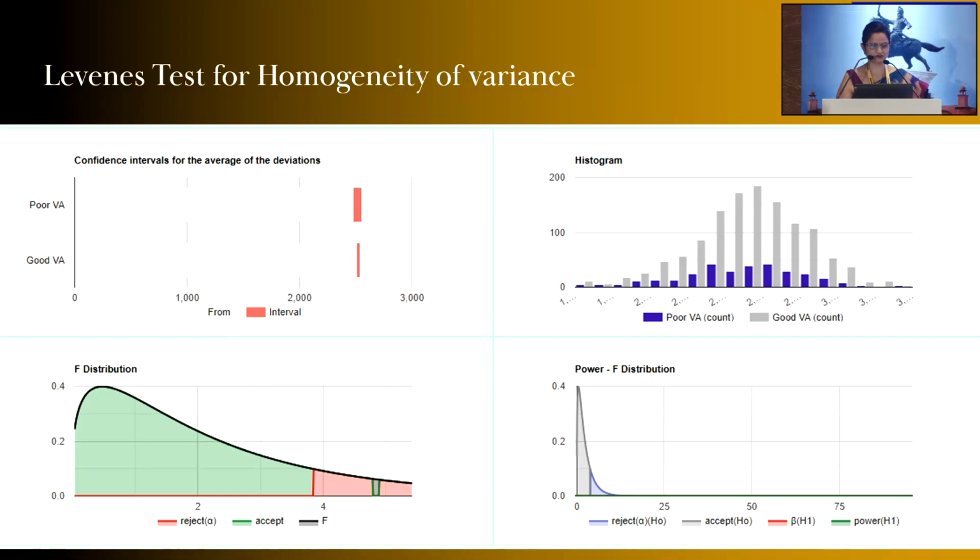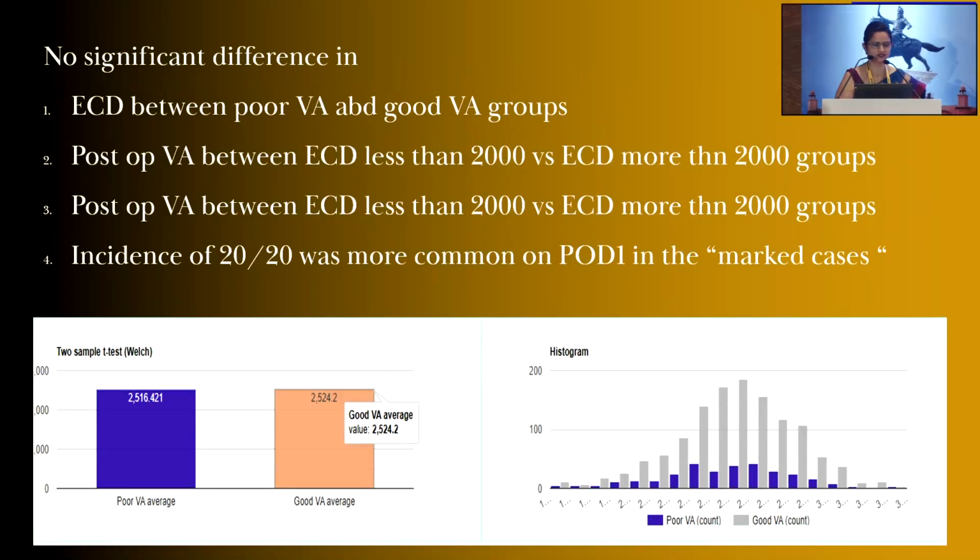Levene's test was done for the homogeneity of variance, and we found that between poor visual acuity versus good visual acuity, there was no difference between the two groups. So at the end of the extensive statistical calculation, we had some very interesting findings.